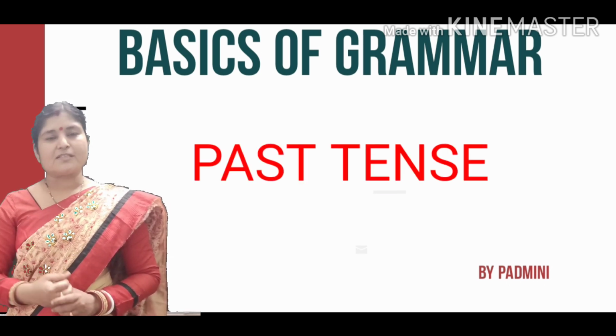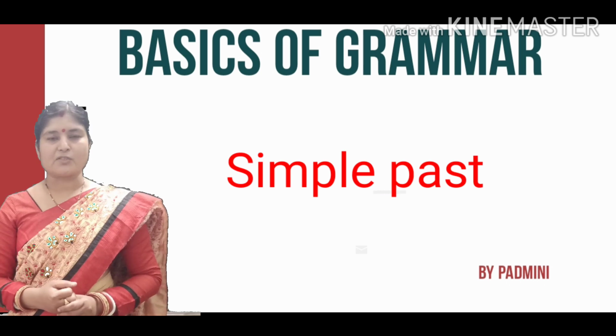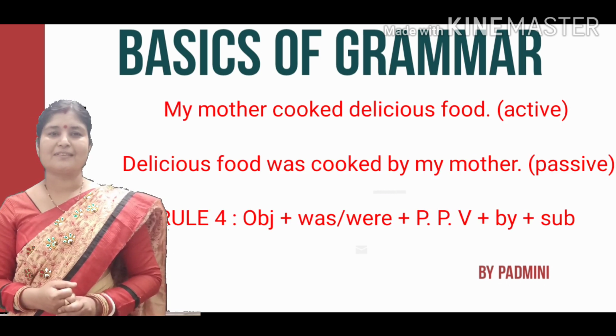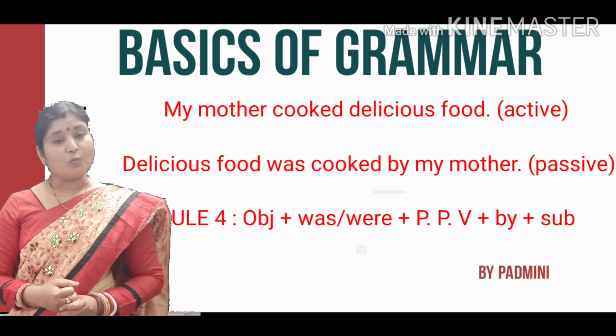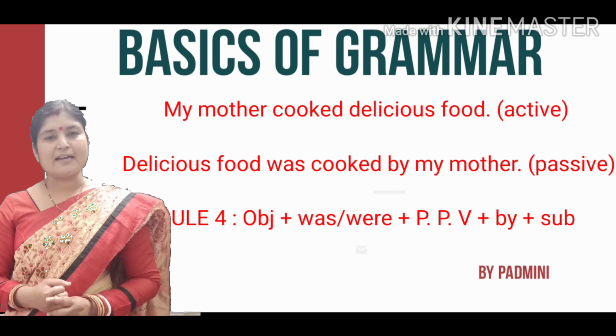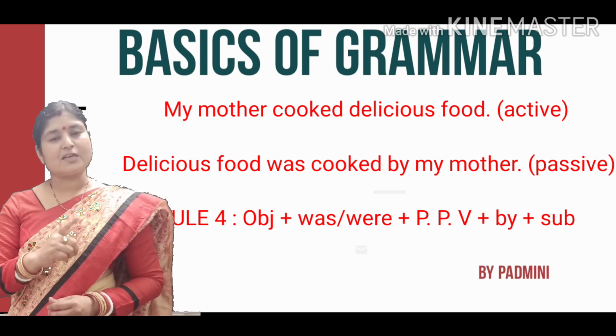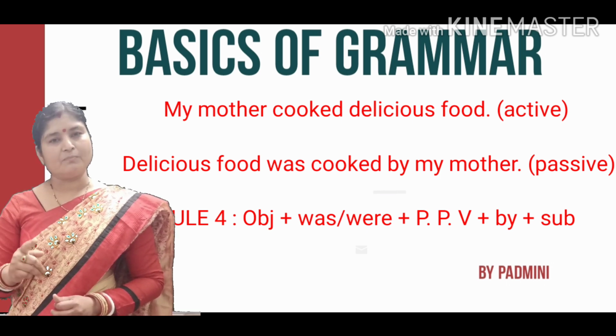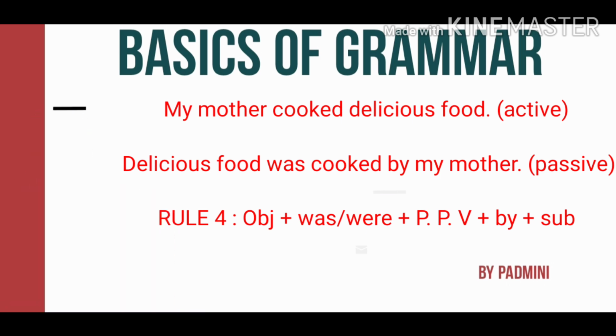Then the past tense. Think about the simple past. My mother cooked delicious food. Delicious food was cooked by my mother. So here we can understand that it is object plus was or were plus the past participle of the verb plus by plus subject.